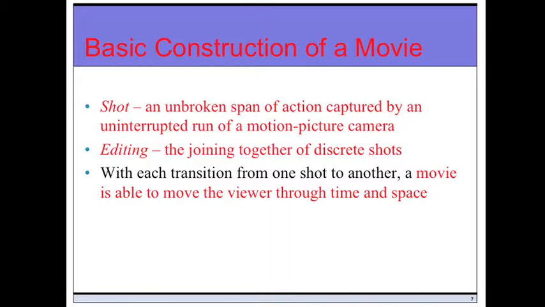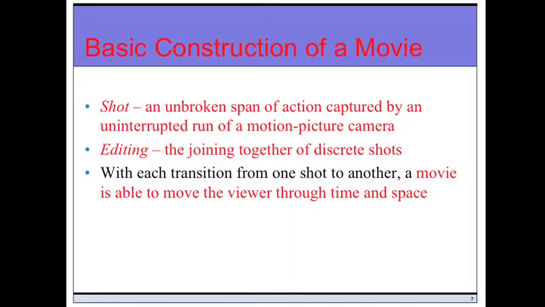You can use as many shots as you want to. If you have lots of shots, you edit them together. The official definition of editing is the joining together of discrete shots. Basically, I'm going to pick and choose what shots I want to use and edit them together. That's all that makes up a movie. Yeah, you can add music in and all that sort of stuff, but that really falls under editing. Special effects would fall under editing and camera shots combined. So the basics of a movie are shots and editing.